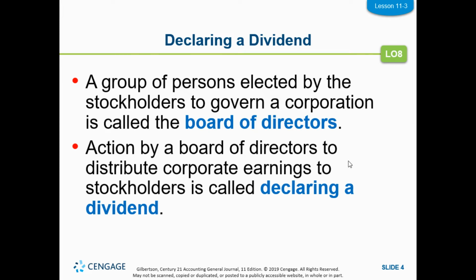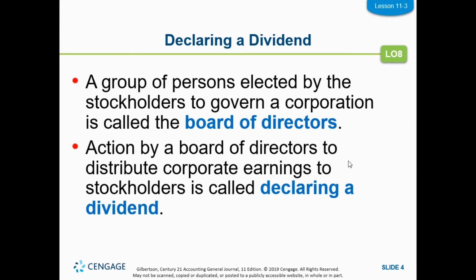Once they declare that, that becomes a legal liability of the company. They've declared it. They said, we're going to pay this. That's a promise to pay. And those shareholders are now depending upon that dividend coming. So they have to record that as a liability right then because it becomes a legal responsibility of the company.